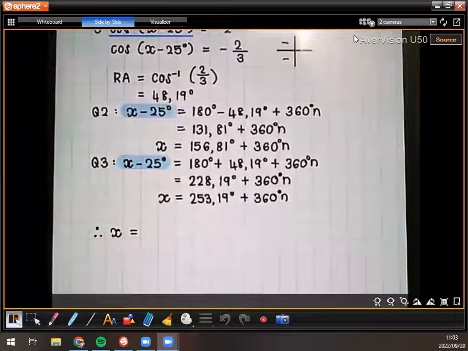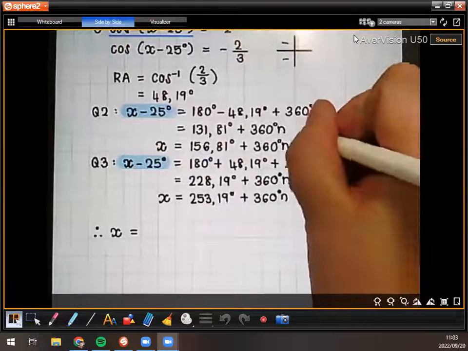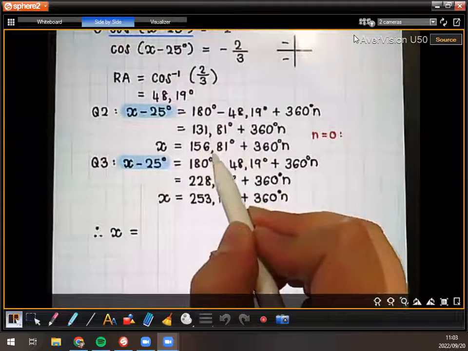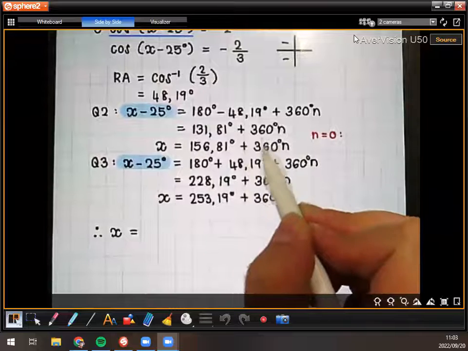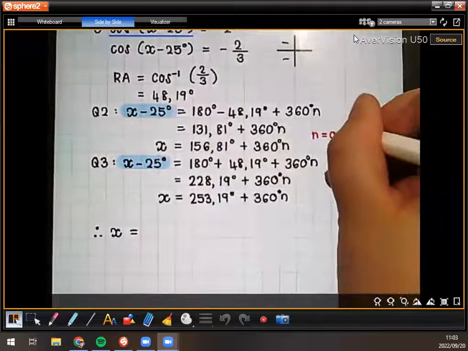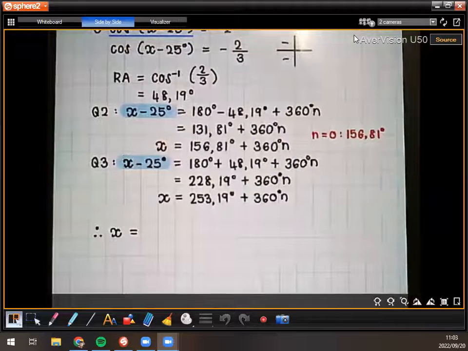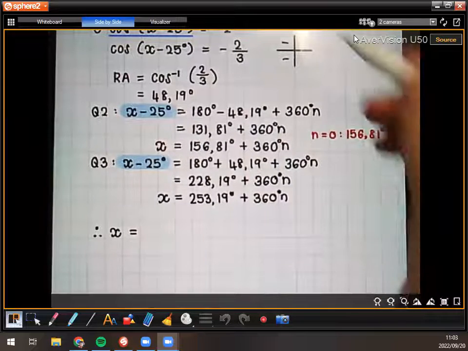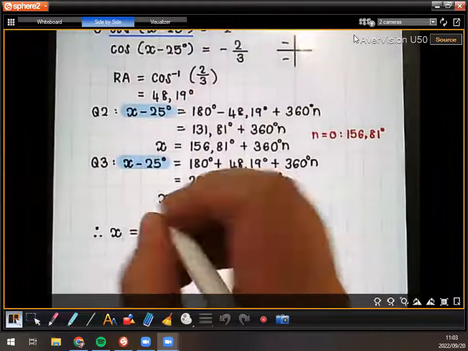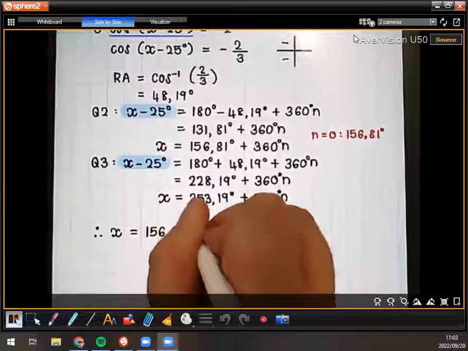So let's start with n equals 0. I'll make a little note here on the side. If n is equal to 0, what are we going to get, guys? 156.81 plus 360 times 0. That's just 0, right? I'm going to get 156.81. So that falls into the interval that they gave us. It is between negative 360 and 360. So you're going to list it as one of your specific solutions. 156.81 degrees.